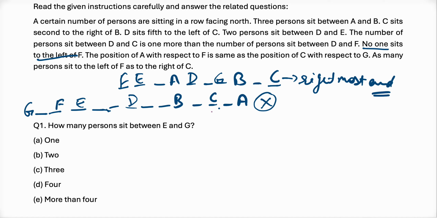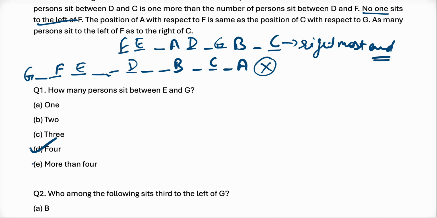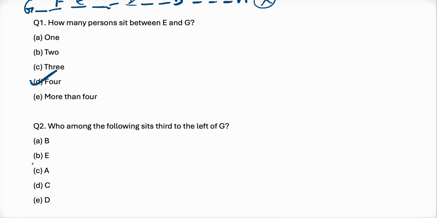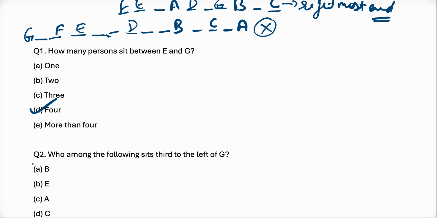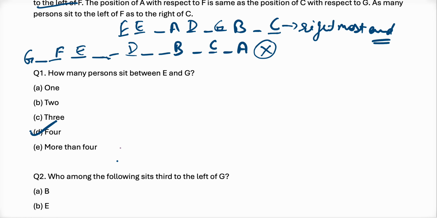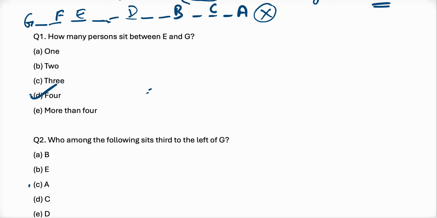Now let's solve the questions. How many persons sit between E and G? Clearly there are 4 persons that sit between E and G. So D is the right answer. Second question says, who among the following sits third to the left of G? So we can see in our answer that A sits third to the left of G. Therefore C is the correct answer.